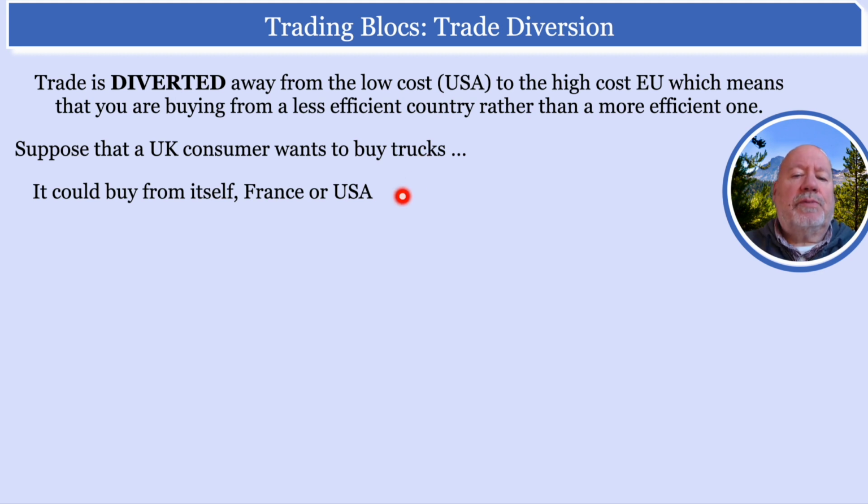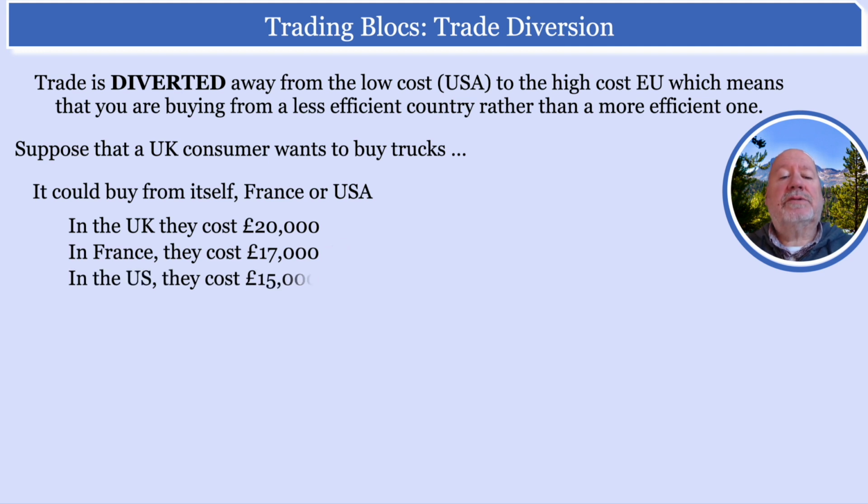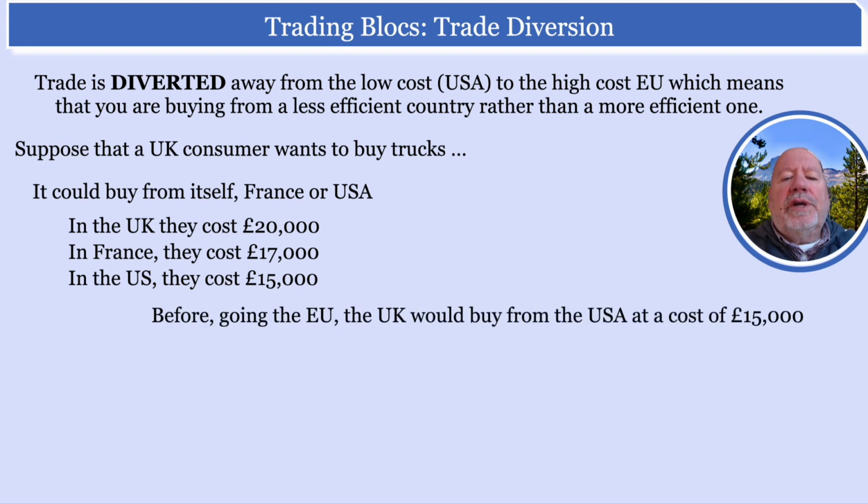So if you want to buy your trucks, you can buy them from the UK, France, or the USA. So let's say in the UK they cost £20,000, but in France they cost £17,000 to make a truck, and in the USA they cost 15. So the USA has a comparative advantage in truck making. We use the pound just because we don't want to confuse this with exchange rates or anything like that. So before we go into the EU, the UK would obviously buy from the lowest cost producer, the USA.